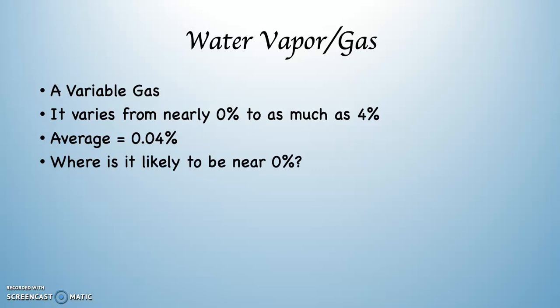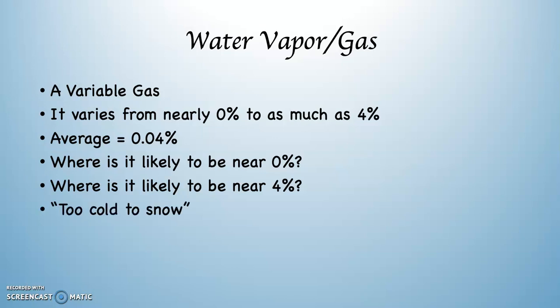Now, where is water likely to be 0% in the atmosphere, and where is it likely to be 4% of the entire atmosphere? And what places is it likely to be like that? Well, if you live in Southern California, you're probably thinking of this actually opposite of what it is. When I lived in Illinois, I remember they used to say, it's too cold to snow. And I thought, too cold to snow? What does that mean? Well, too cold to snow means exactly that. That you are likely to get 0%, as in no water, bone dry air, and very, very cold air.